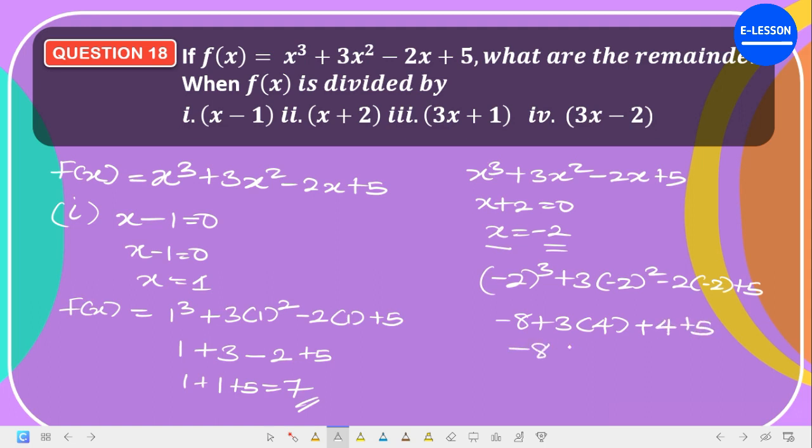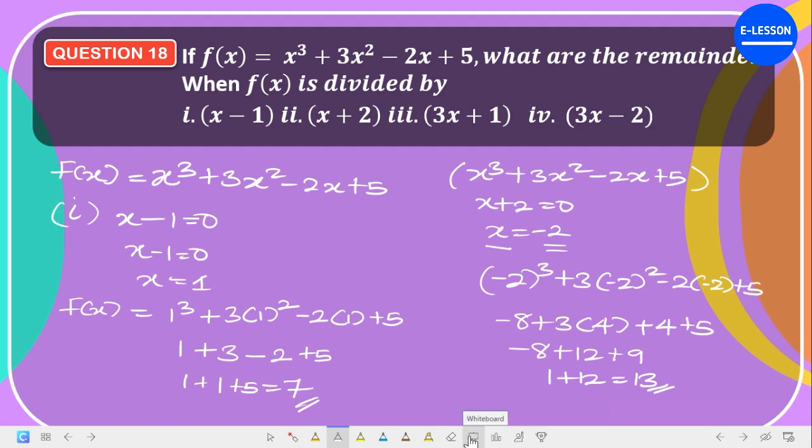And this gives us minus 8. 3 times 4 is 12. 4 plus 5 is 9. And then we have minus 8 plus 9, which will give us 1, plus 12 is equal to what? 13. So the remainder, when x plus 2 divides what we have here, is what? 13. Are we getting it now? Now let's continue with the next one.